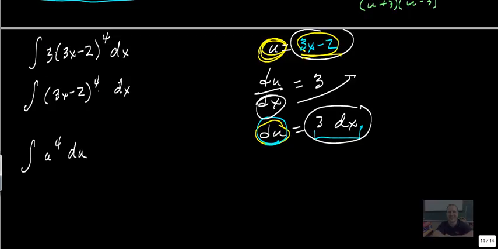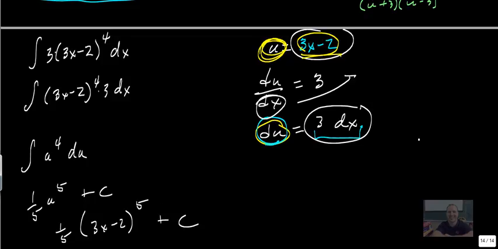And then of course here the antiderivative is 1/5 u to the 5th, plus c, and you put that back in there. Sorry, 5 there. Thank you. That's 1/5 times 3x minus 2 to the power 5 plus c.